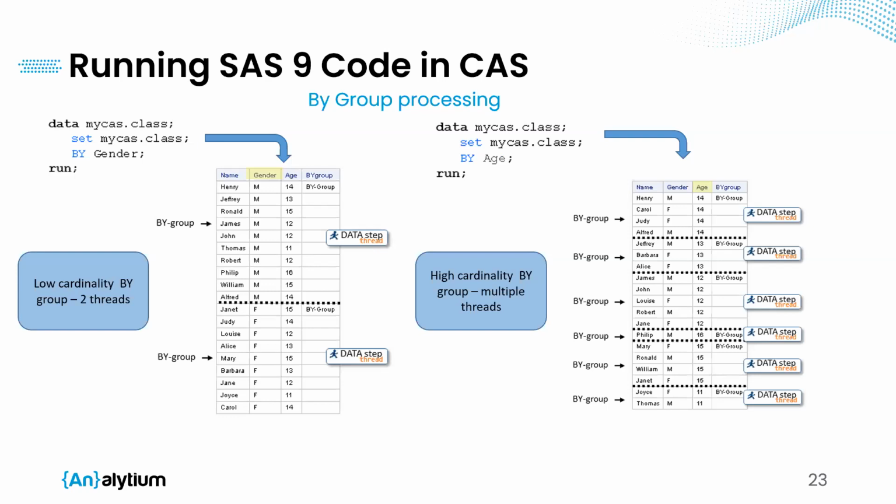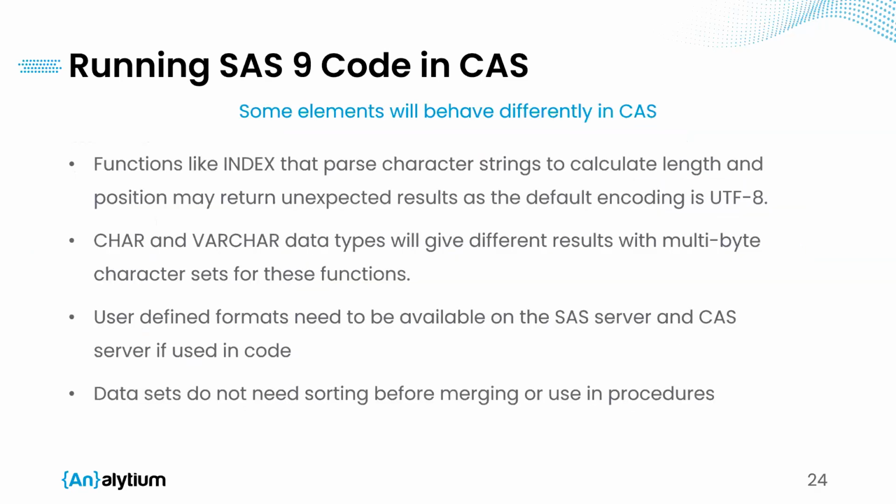As an example for the by-group process, you can see there, if you have low cardinality, so in the one on the left, you've only got 2 by-groups, you'll only get 2 threads. If you have a high cardinality group where your by-group is, in that case, by age, you'll get multiple threads in there. So very high cardinality might not be ideal because you get a lot of threads. So you just choose your by-groups appropriately.